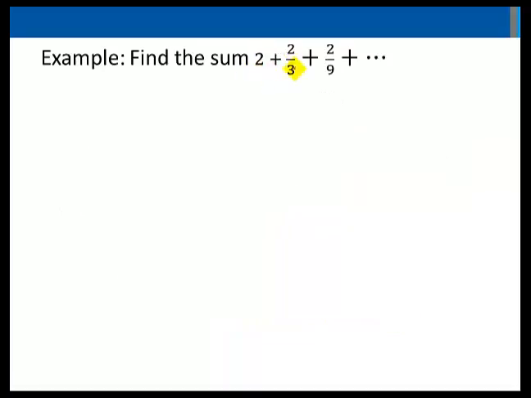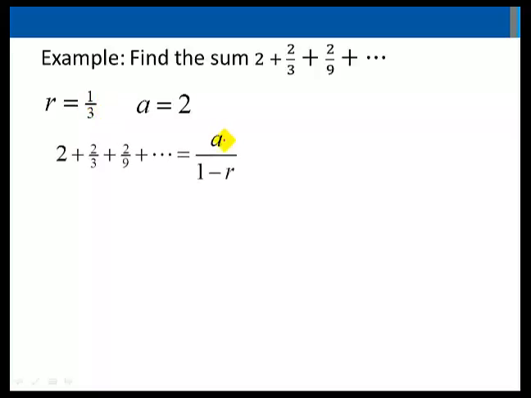Let's find the sum 2 + 2/3 + 2/9 + etc. and terms going on to infinity. r equals 1/3 here. a equals 2, the first term. Because the absolute value of 1/3 is less than 1, we can use the formula a/(1 - r). So 2 + 2/3 + 2/9 + terms on to infinity equals a/(1 - r). We plug in 2 for a, 1/3 for r. We have 2/(1 - 1/3), which simplifies to 2/(2/3) and simplifies further to 3. So the sum of this series that goes on to infinity approaches the number 3.